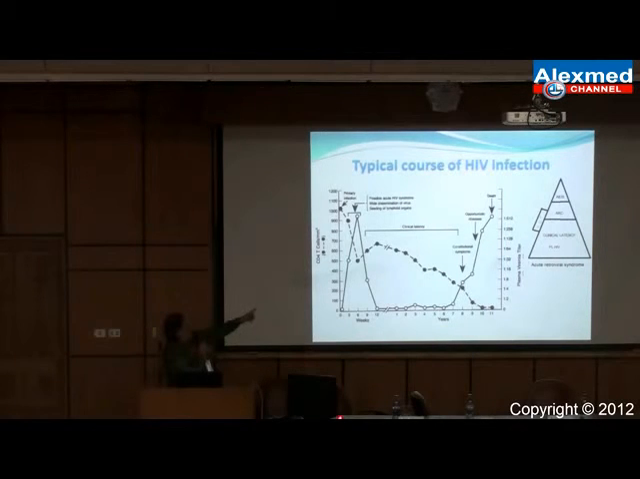Persistent generalized lymphadenopathy can be present either with the clinical latency stage or with the first symptomatic stage, and this is due to reactive hyperplasia of the nodes when the virus enters these nodes to replicate. The nodes undergo reactive hyperplasia and become enlarged.